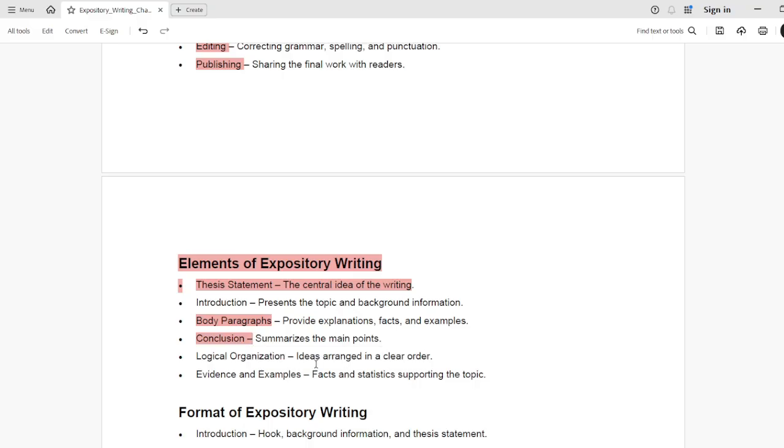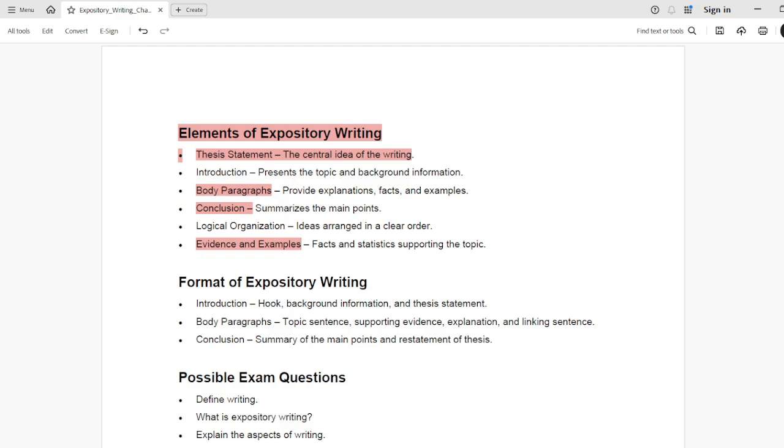Here, in elements of expository writing, what is important is that there should be logical organization. Okay, and evidence and examples. Whatever you are presenting in your writing, you must have evidence regarding that topic as well. And format of expository writing, again, elements of expository writing and format of expository writing.